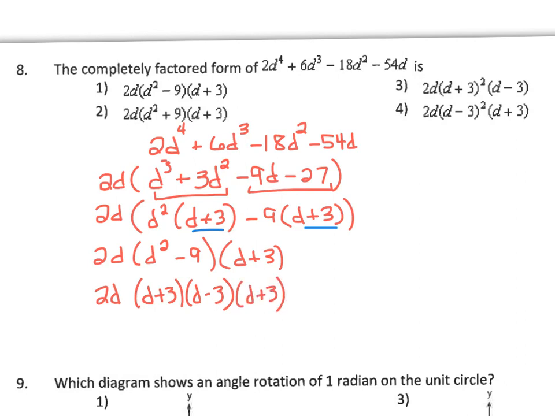So this is now completely factored, and we want to see which answer choice matches up with this. Well, if you look at choice 3, see how they wrote d plus 3 squared? That's exactly what we have here. We have 2 of them, so we could write that as d plus 3 squared. And then we have our 2d, and we have our d minus 3. So choice 3 is the answer.